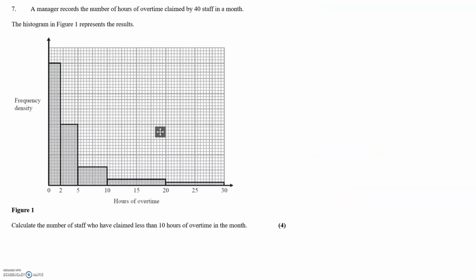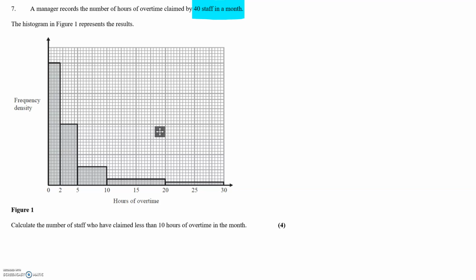Going on to the statistics section now. In question 7, we have to work out the total number of staff who claim less than 10 hours of overtime in 1 month. To do this, first of all, we need to work out the frequency density scale, and we can do this by utilizing the information provided in the question that there are 40 staff in the whole month recorded in this whole histogram. That makes the total area of this histogram equal to 40 people.